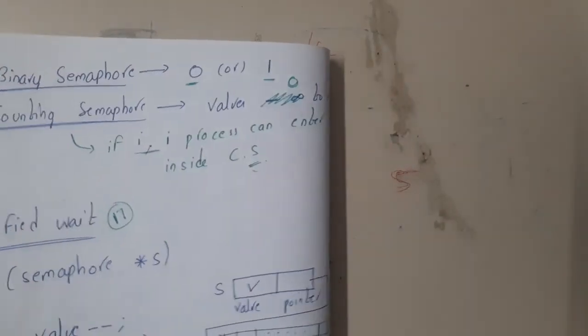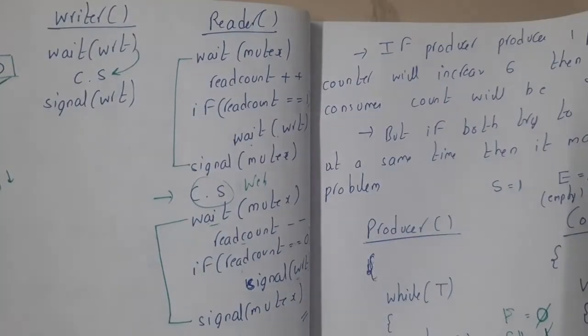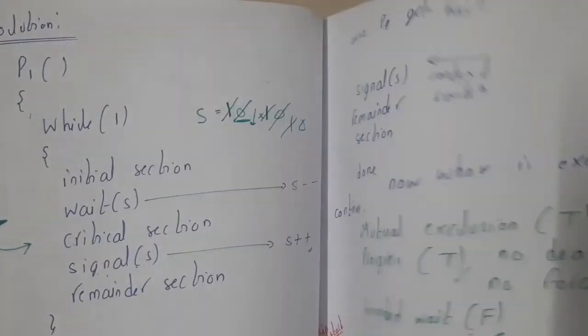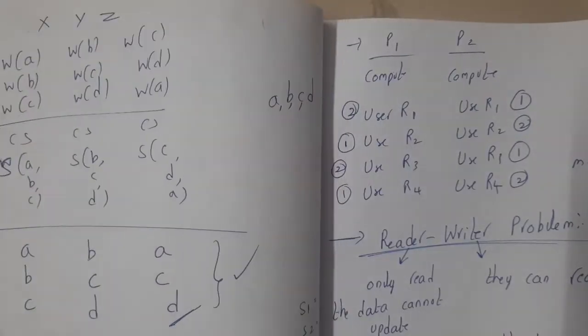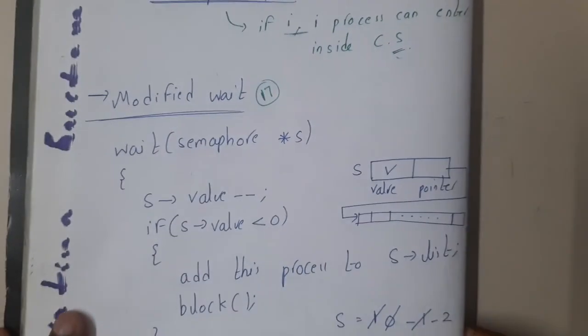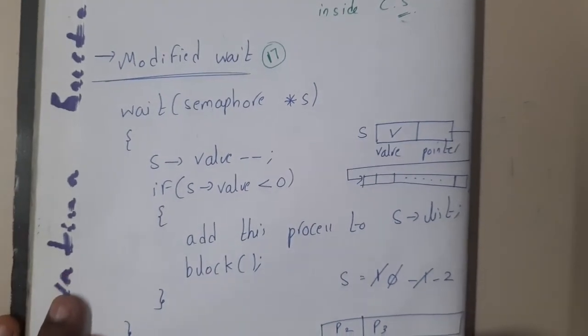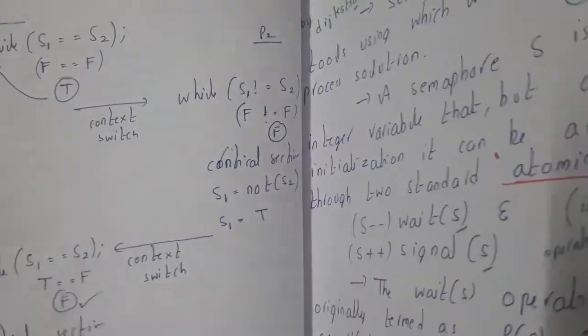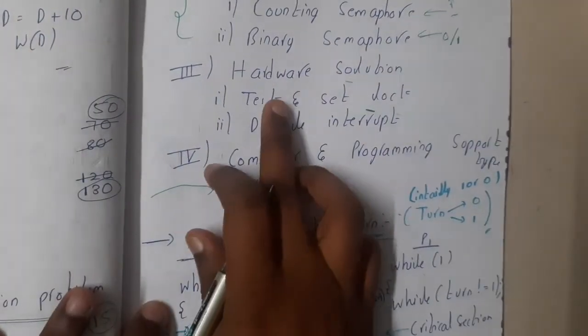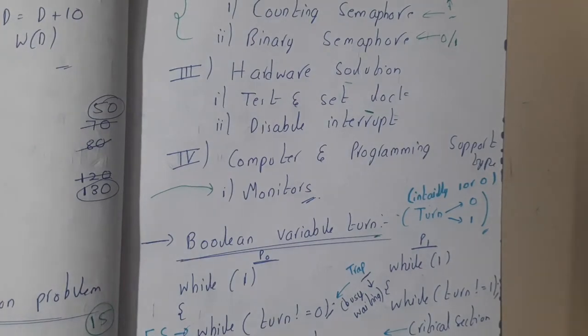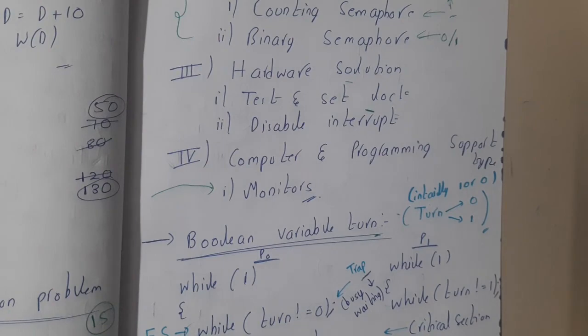Okay? Yes. So now I hope everyone got a clear idea with respect to the semaphore concept, the reader-writer problem, then the producer-consumer problem, then the dining philosopher problem, right? So in the next lecture, let us continue with the last third method, where we will be discussing the modified wait and modified signal. That is nothing but a hardware solution. We will be discussing test and set and disable interrupt. Okay, yes. So let us meet in the next lecture.